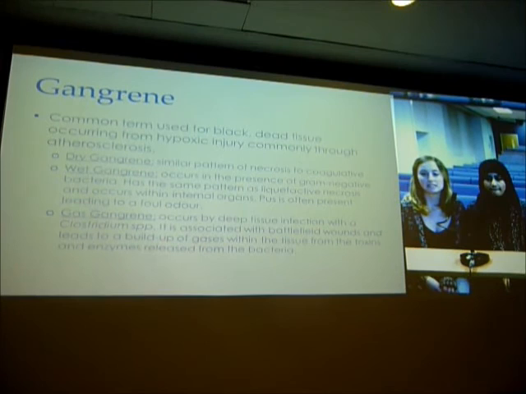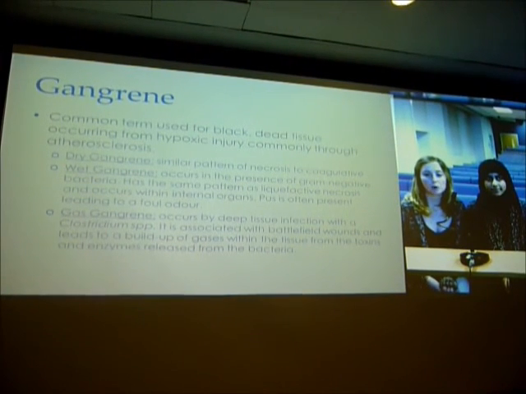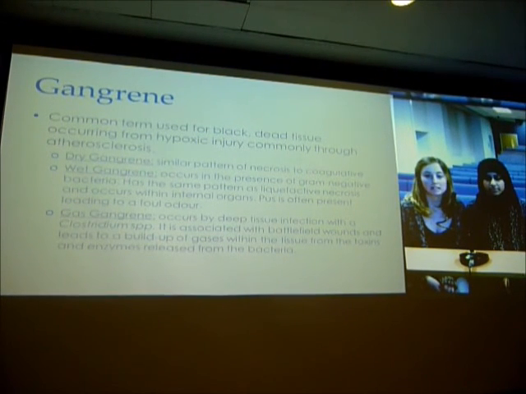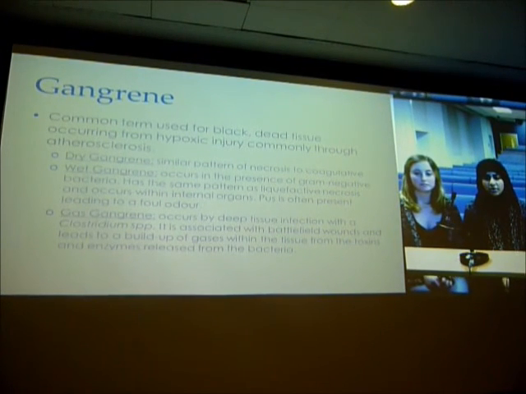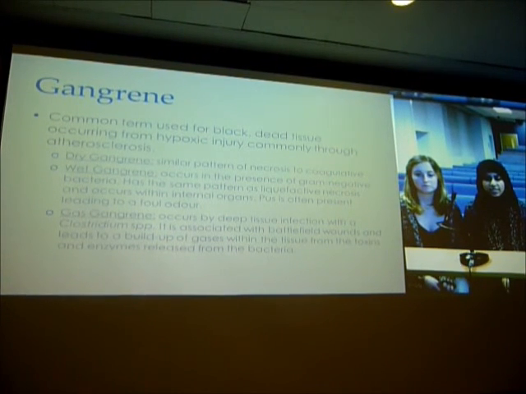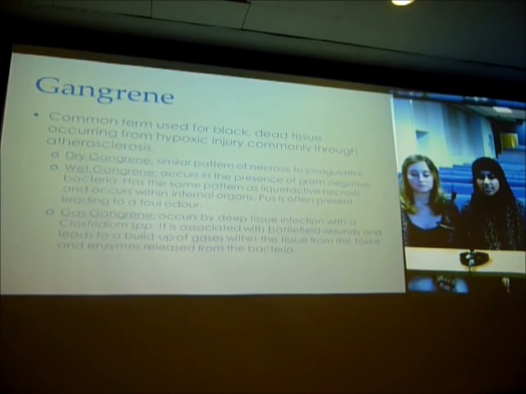Gangrene is not a distinctive type of necrosis, but is a term commonly used within clinical practice referring to black, dead tissue. It is commonly seen in the lower limbs and extremities. Dry gangrene has a similar pattern of necrosis to coagulative, whilst wet gangrene occurs in the presence of gram-negative bacteria. Gas gangrene also occurs by deep tissue infection with a Clostridium species. This leads to a buildup of gases within the tissue and can be fatal if hemolysis occurs.